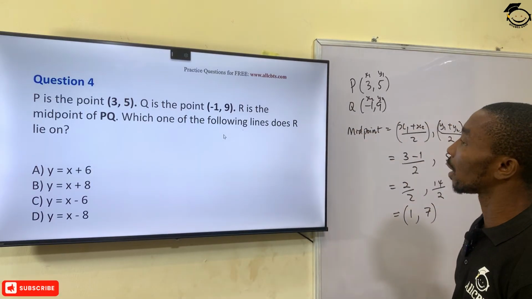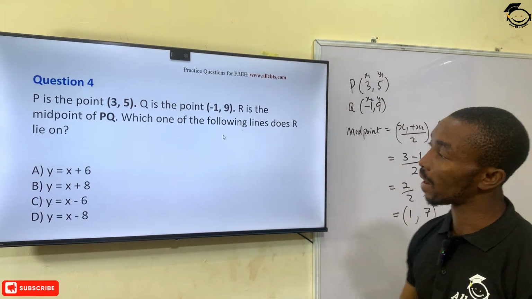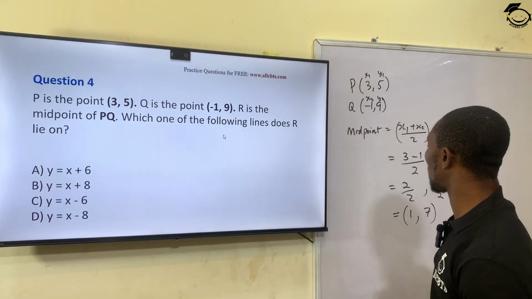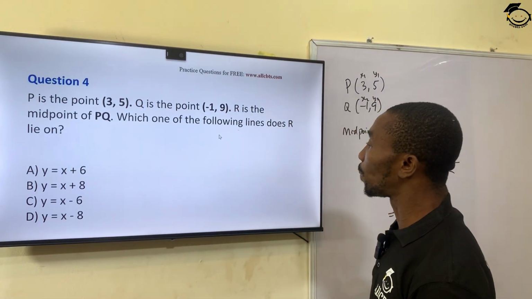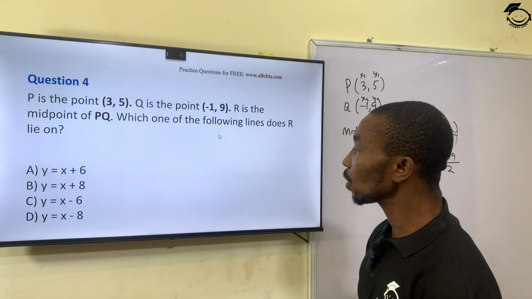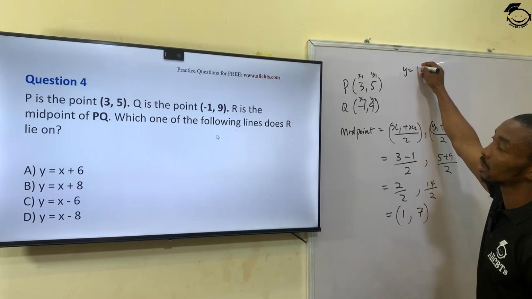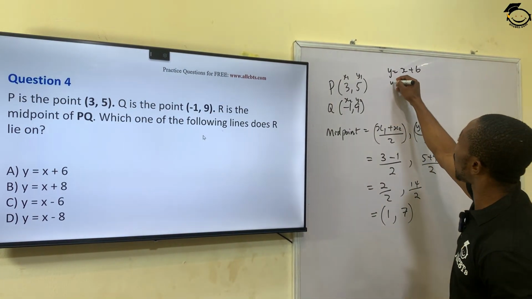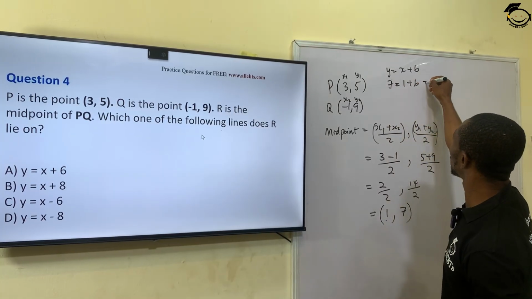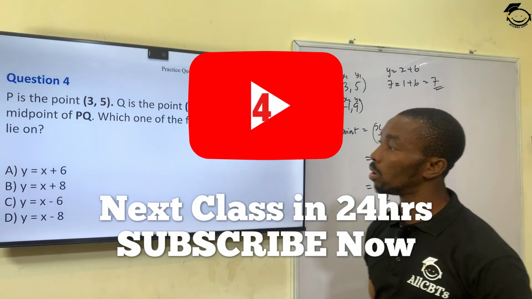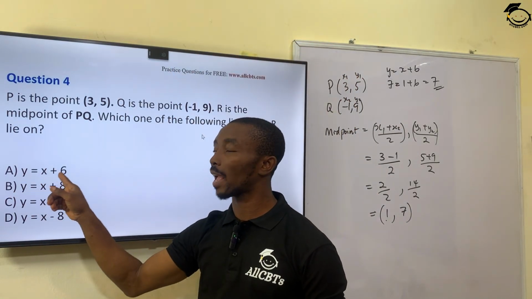Now, for us to find the line which x lies on would be to substitute these values of x and y into these equations. Since they said our y is 7 and x is 1, if we put x as 1 into our equations, let's look at A. Option A says y equals x plus 6. So our y, which is 7, equals 1 plus 6. X is 1, so this will give us 7. Since they are equal, that means our point R lies on y equals x plus 6, which will be option A.